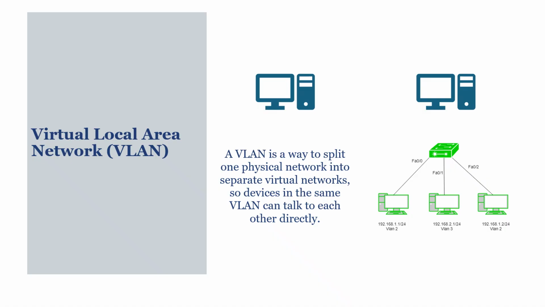A VLAN is a way to split one physical network into separate virtual networks so devices in the same VLAN can talk to each other directly. Imagine one switch where the computers are split into different virtual networks. Computers in VLAN 2 cannot see or talk to computers in VLAN 3, even though they share the same switch.